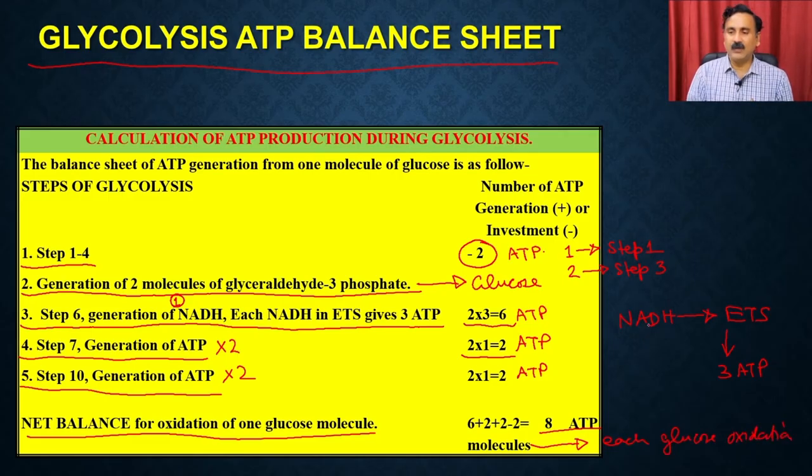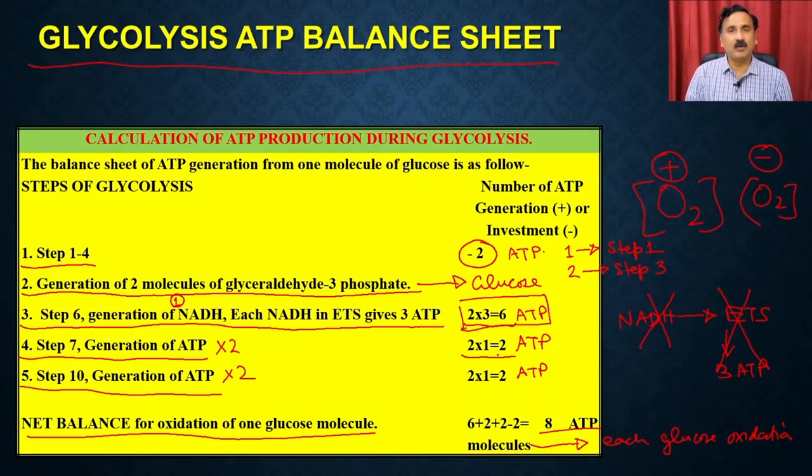And that is only when oxygen is present, okay? If oxygen is present, you are going to see the 8 ATP molecules generated. If oxygen is not present, which means if there is an absence of oxygen, then the electron transport chain is not going to be functional. So these 6 ATP are not going to be produced.